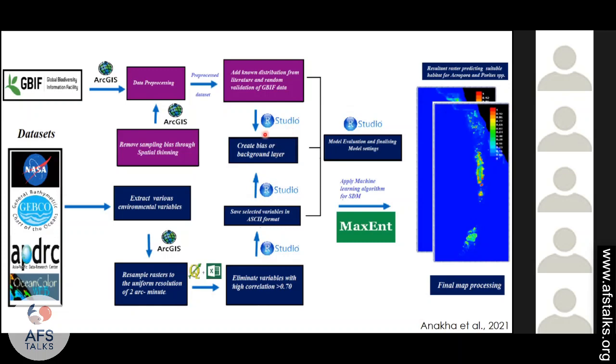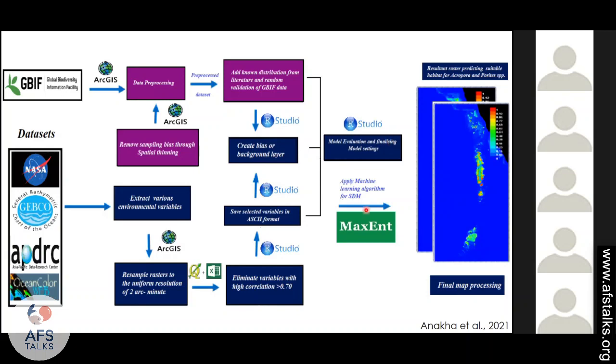We can also avoid this step and the machine itself will create a background layer for us. In order to create the background layer, we use the GBIF data or occurrence data that we processed and the ASCII files of environmental data. All these processes were done in RStudio, and all these layers, like the occurrence layer, our bias layer, and the ASCII layers, should go for modeling. And we examine the model by evaluating it using RStudio and finalize the model algorithm or model settings.